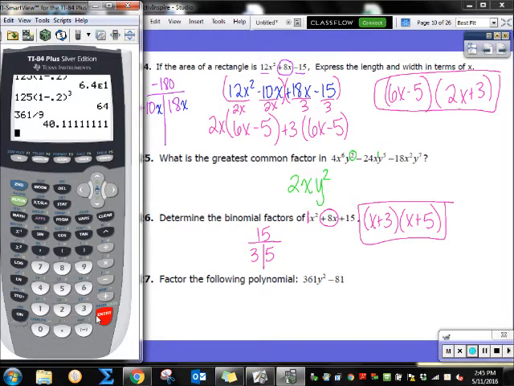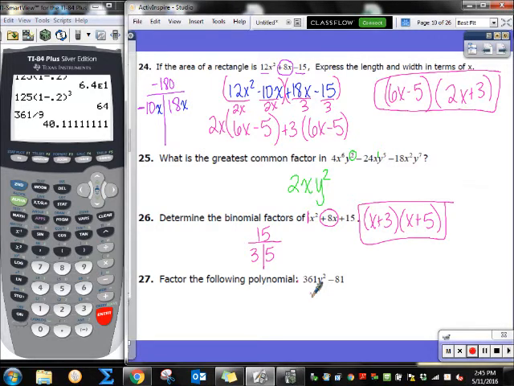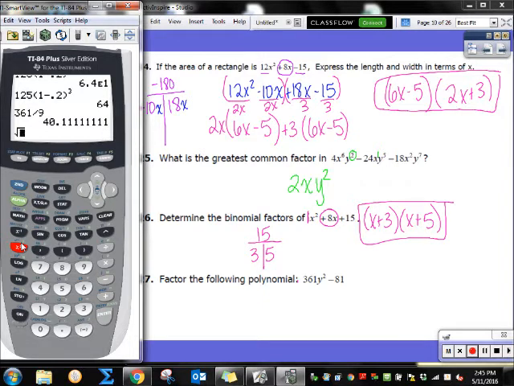So next thing I'm going to check, since there's two terms, is maybe it's a difference of squares. So I need to check to see if 361 is a perfect square. And it is, and I know 81 is a perfect square, and I know y squared is.